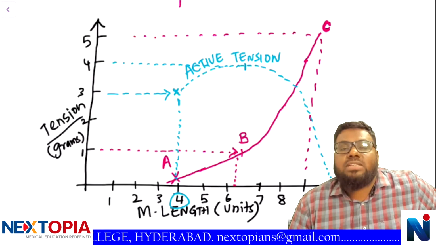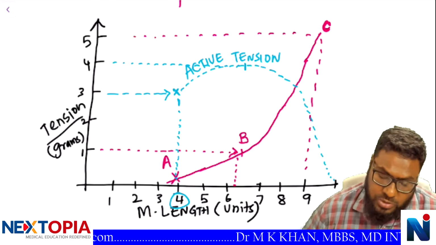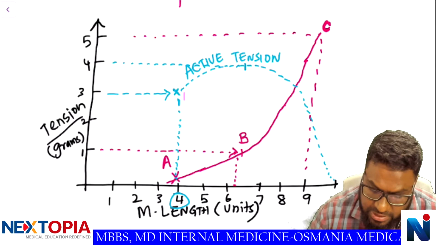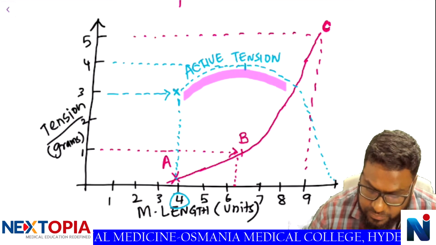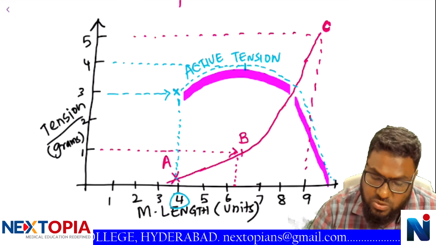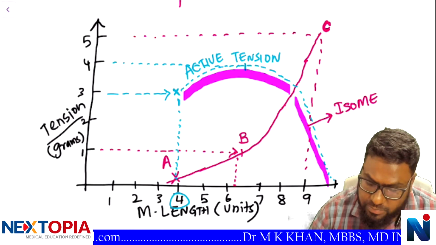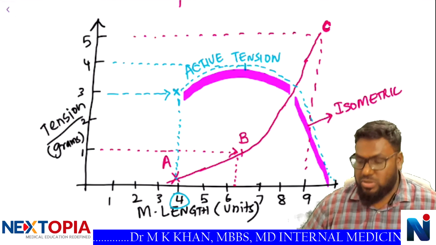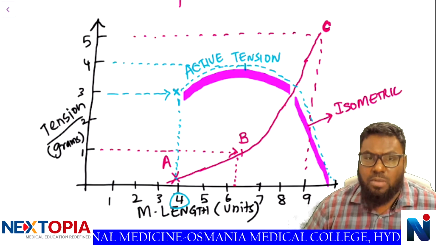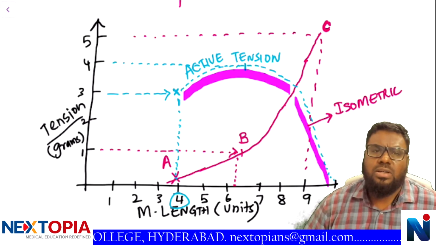So this is what is called isotonic contraction. This is what I want to explain. From here to here, there was change in the length. But from this point to this point, there is no change in the length. So this is the isometric contraction. No change in the length. So this is how you will have to understand. It's an important theoretical concept, but very few applications are there.